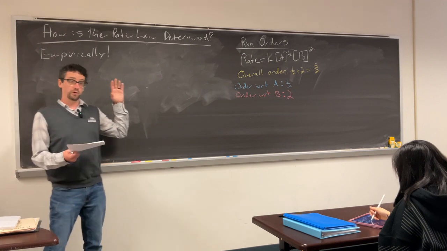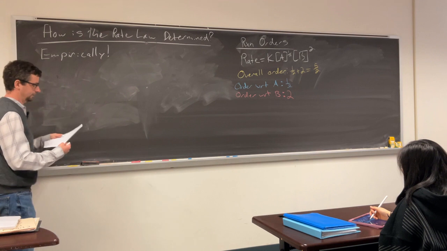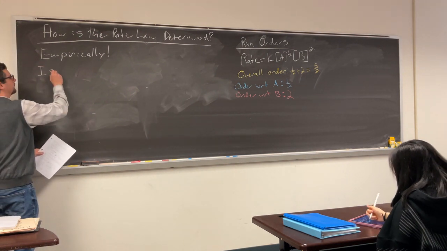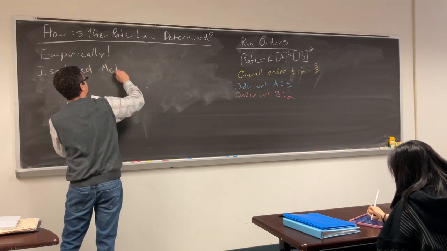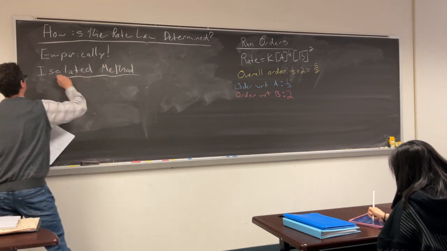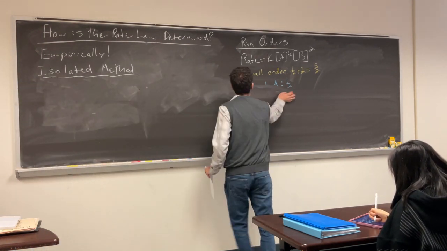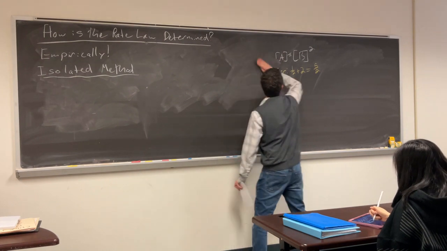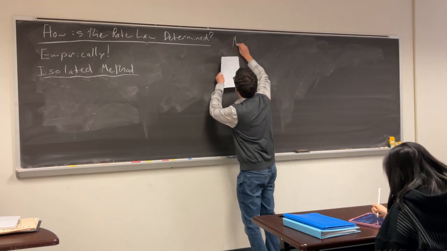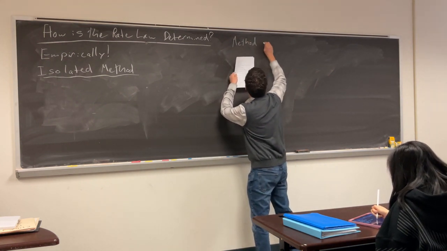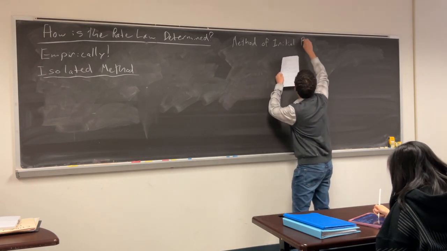The two that we're going to discuss are probably the most common ones that you will see. There's the isolation method. And then give yourself a little bit of space if you have it on your paper, like maybe a quarter of a page. And then we have the method of initial rates.